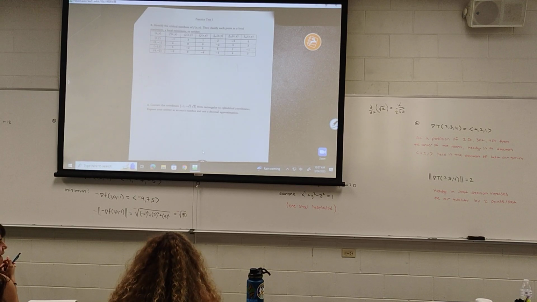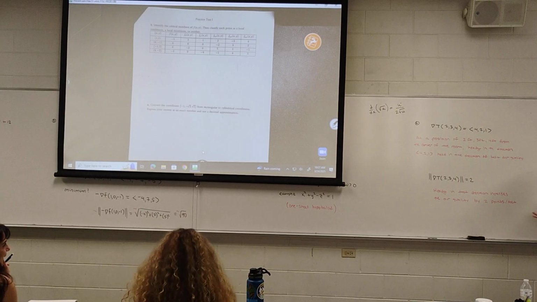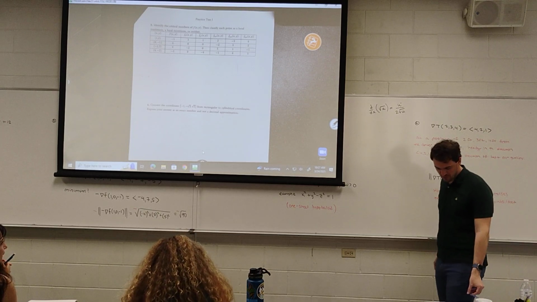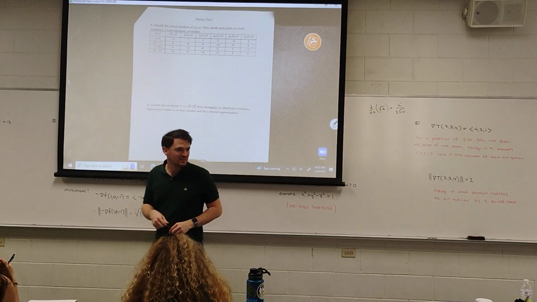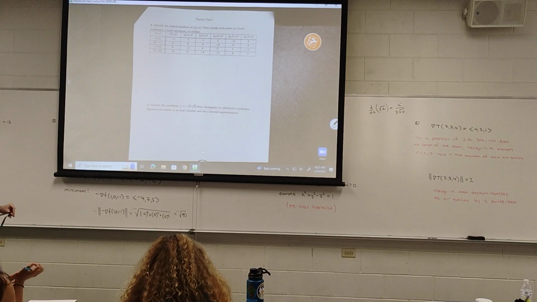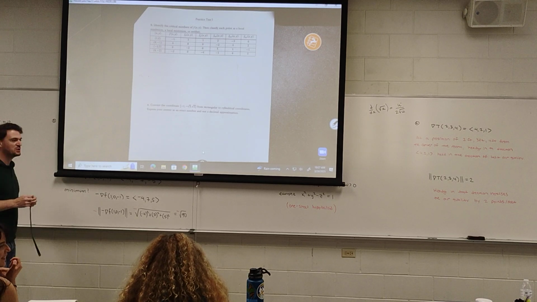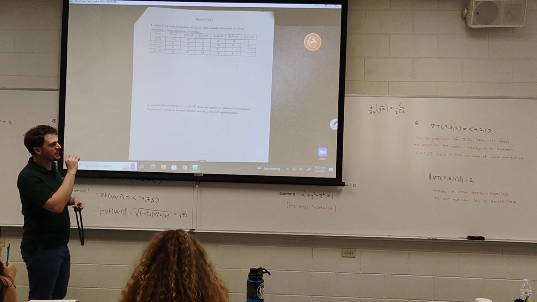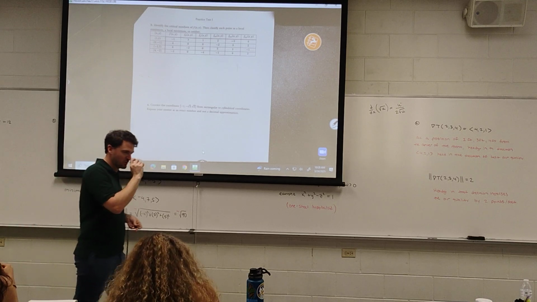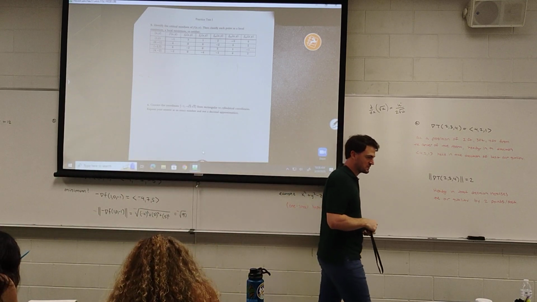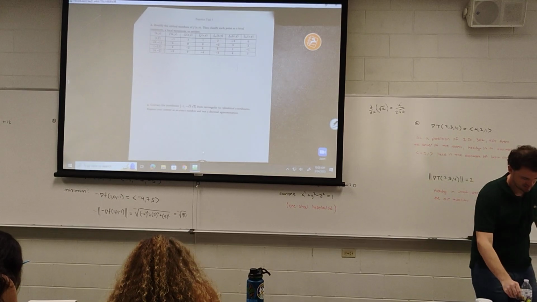Critical numbers: classify each point as a local max, local min, or neither. We have to think back. What do I need for this problem? You need a reference sheet. You need the second derivative test. That was the one that was talking about the discriminant. It had some sort of formula, so we'll flip through the notes. We want to find the second derivative test.